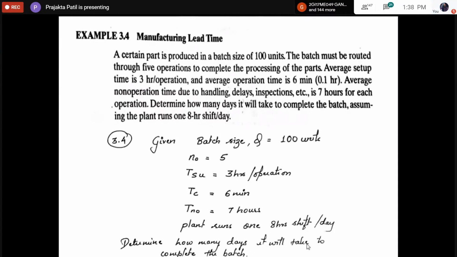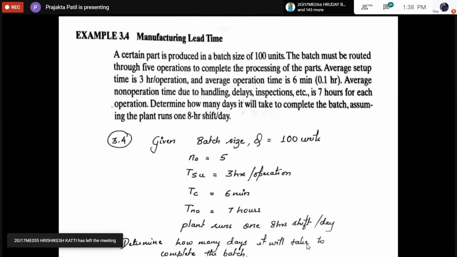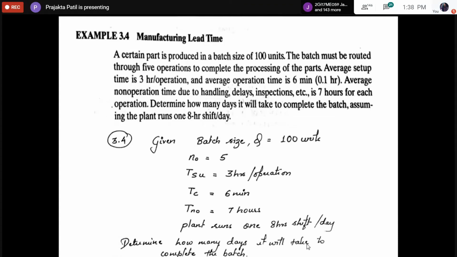Now, why are we converting TC from minutes to hours? Because all other units are in hours. You keep one unit, either minutes or hours. As all others are given in hours, we are converting TC also into hours. And it is said that the plant runs one 8-hour shift per day. You have to determine how many days it will take to complete the batch.